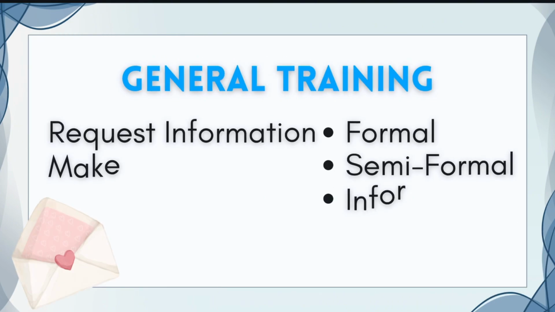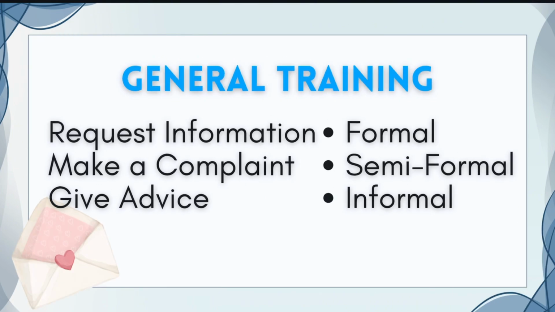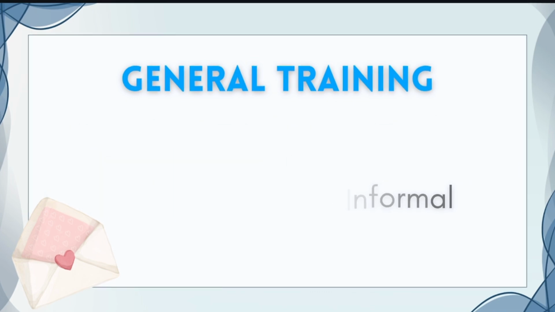In the general training test, Task 1 involves writing a letter in response to a situation. You might need to request information, make a complaint, or offer advice. It must be at least 150 words, written in an appropriate tone, formal, semi-formal, or informal, depending on the context. A clear structure with an introduction, body, and closing is essential for a good score. Once Task 1 is done, the more important part begins, Task 2, the essay.